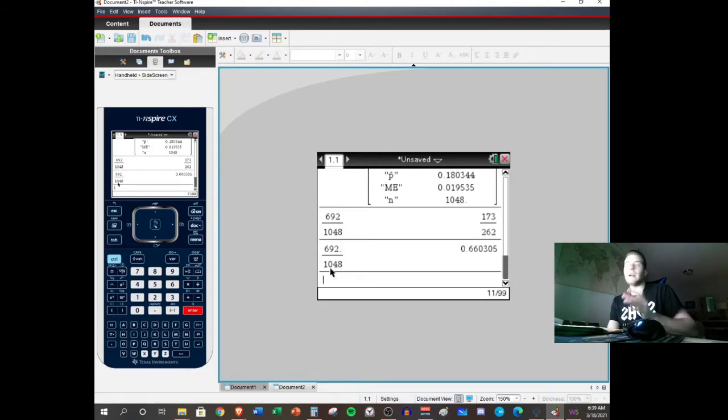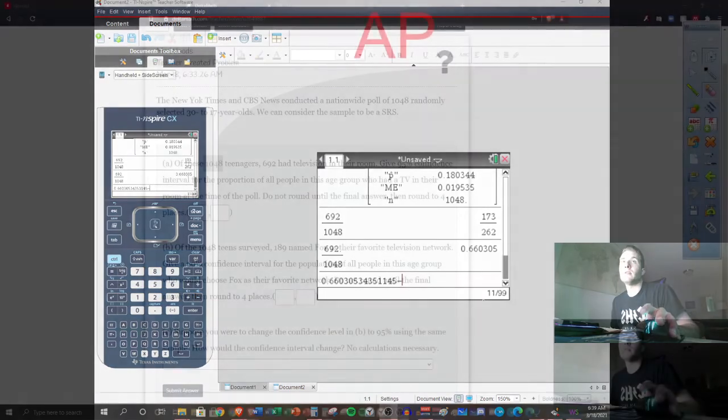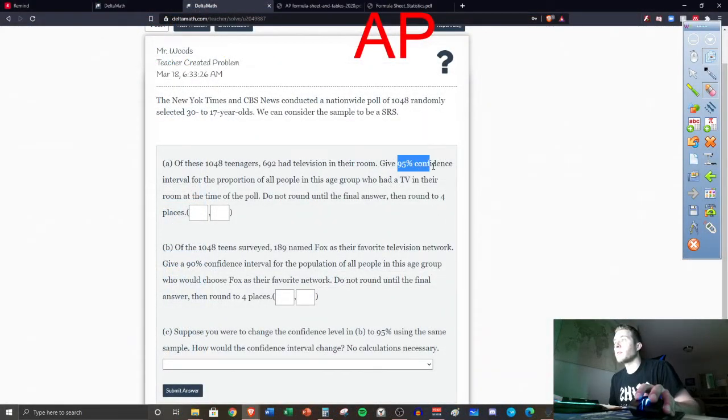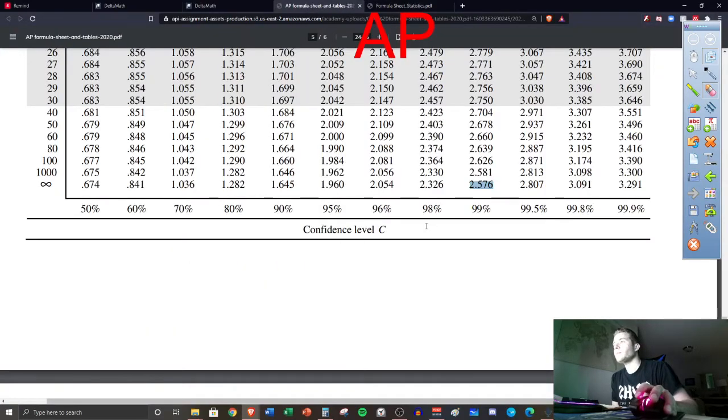Now remember, you don't want to round until the final answer, but this here is our point estimate, okay? And we know that we have to subtract the margin of error and we have to add. So I'm going to go up, highlight, and subtract. And we're going to start with our critical value. So what is the critical value for a 95% confidence? This is proportion, so it's a Z interval. 95%, infinite degrees of freedom. So it's this one here, 1.96.